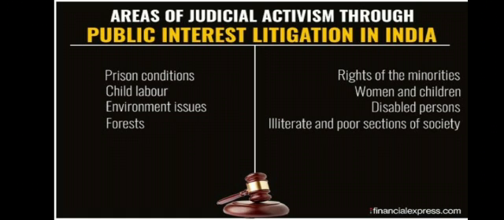Here we have different areas of judicial activism, especially areas which affect many people, where a group of people get affected. So they can easily file a case, with no need to go individually regarding their fundamental rights. Especially we have the areas of prison conditions, child labor, environment issues, forests, and rights of minorities, women and children, disabled persons, and illiterate and poor sections of society. These are the basic subjects on behalf of which a group can file, because most of the people get affected in these areas. So instead of filing separately, they can file a case as a group.